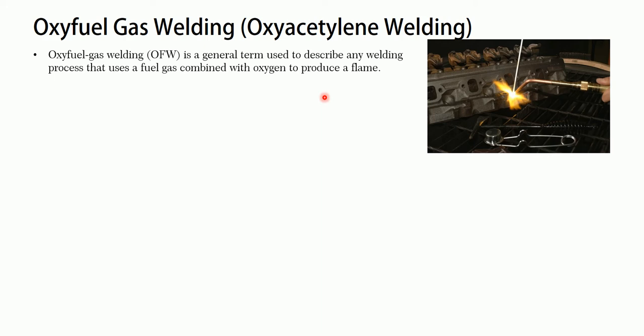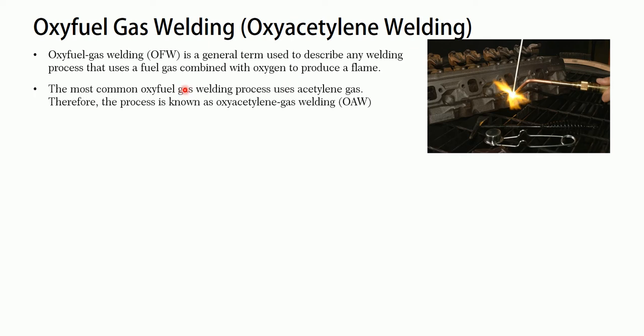Oxyfuel gas welding, that is OFW, is a general term used for describing any welding process that uses a fuel gas combined with oxygen to produce a flame. The most common oxyfuel gas welding process, as I told earlier, uses acetylene gas. Therefore, the process is known as oxyacetylene gas welding.